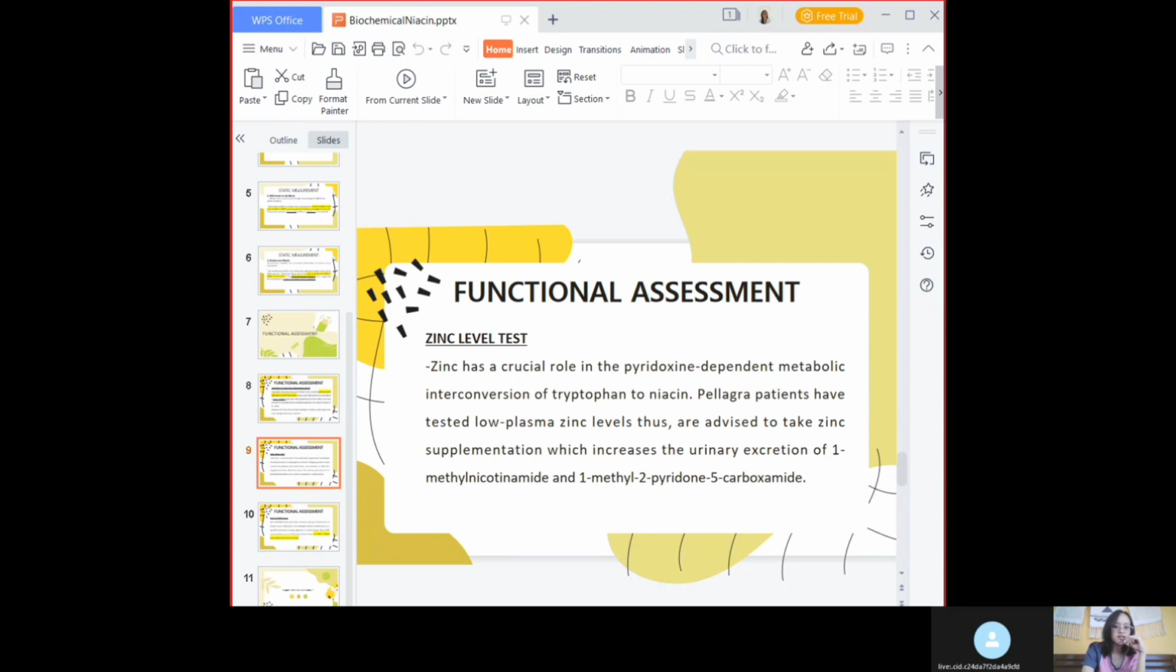So next we have the zinc level test. Zinc plays a role in the pyridoxine-independent metabolic interconversion of tryptophan to niacin. Its correlation with niacin deficiency is that pellagra patients, pellagra being the main condition we acquire if we are deficient in niacin, have been found to have low plasma zinc levels. So they are advised to take zinc supplementation, which increases the urinary excretion of 1-methylnicotinamide and 1-methyl-2-pyridone 5-carboxamide.